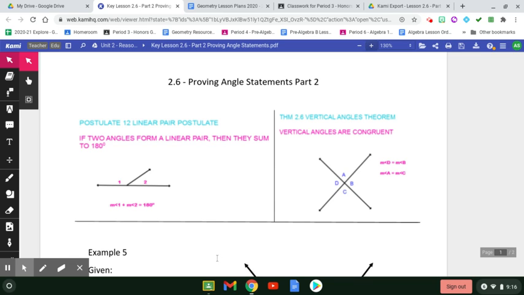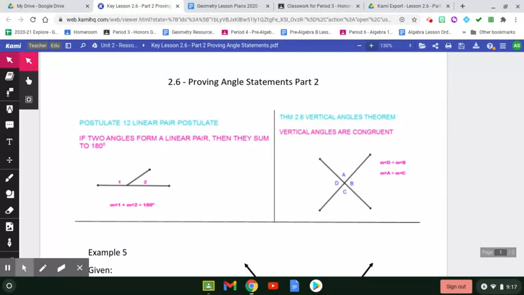Today we're going to keep on working on those angle proofs. I wanted to add two more things for you guys to add to your list of reasons: one postulate and another theorem that we can use in proofs. And we're going to try out two proofs practicing those as well for today.